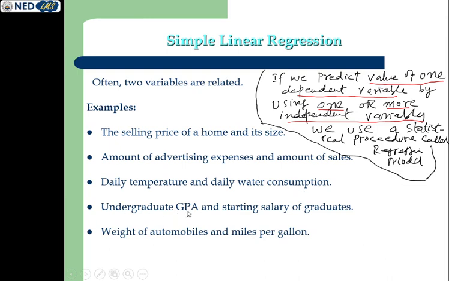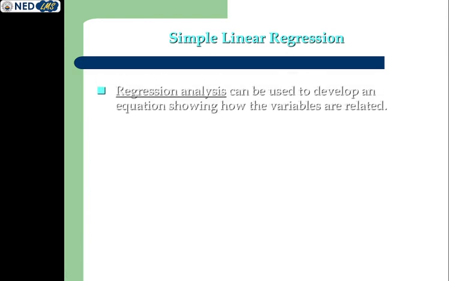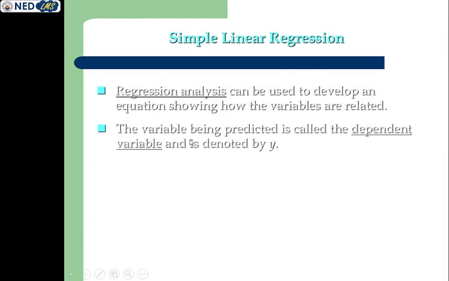Undergraduate GPA, your result, and starting salary. So in this way, there is one dependent variable and one independent variable. So this is what we call the linear regression model or simple regression model. There is another definition: regression analysis can be used to develop the model equation, a model in which there is one dependent variable and only one independent variable.